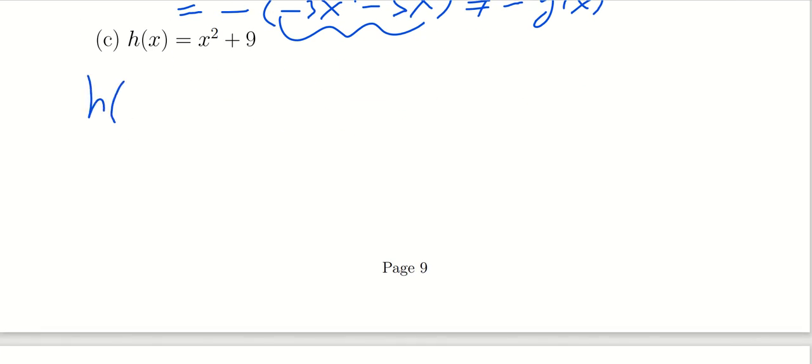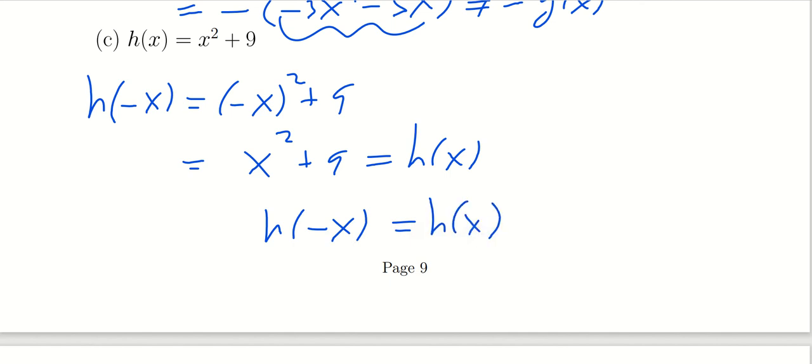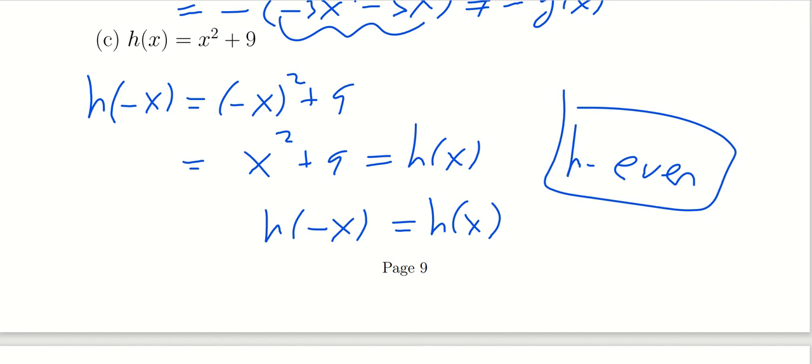We have one more. Let's take a look at h. Everywhere we see an x, we're replacing it with negative x. We simplify this, we get x squared plus 9, and that's exactly equal to the original function. So here we have h of negative x equals h of positive x, and that tells us that h is an even function. So this one is even.